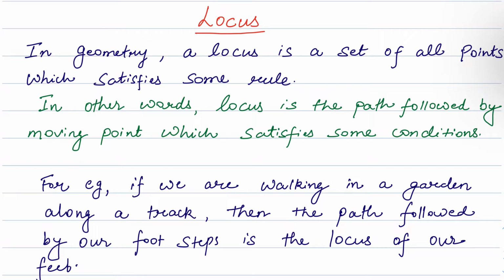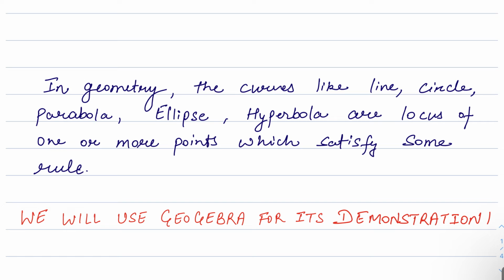For example, if we are walking in a garden or we are following a track, then the path which will be followed by our footsteps is the locus of our feet. In geometry, curves like lines, circles, parabola, ellipse, etc. are nothing but the locus of one or more points which satisfy some criteria. We will use GeoGebra for its demonstration.